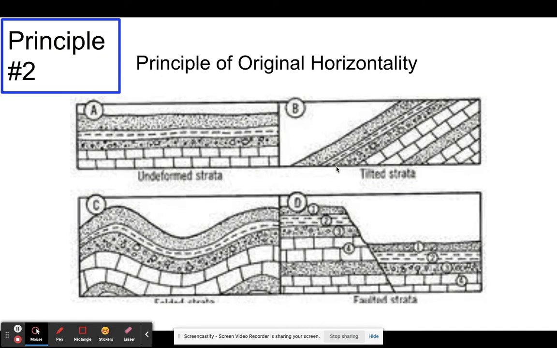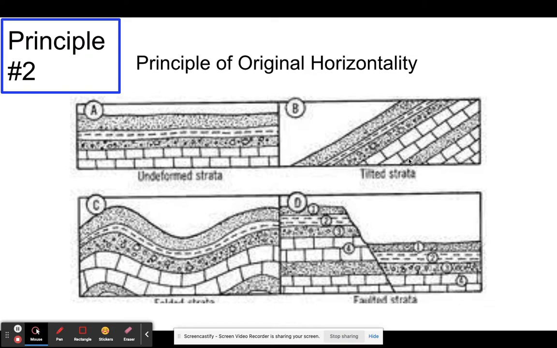Principle number two, the principle of original horizontality. This seems like a long, fancy word, but honestly, it's pretty simple. The principle of original horizontality essentially states that when rocks are originally created, when these layers are first formed, they're always in parallel horizontal layers.